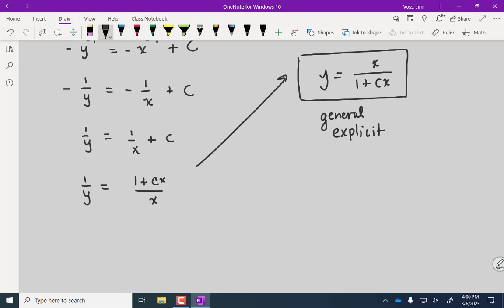Can you do that distribution one more time, where you're doing the c? To get from here to here, multiply by 1. When in doubt, multiply by 1. So that is our general explicit solution.